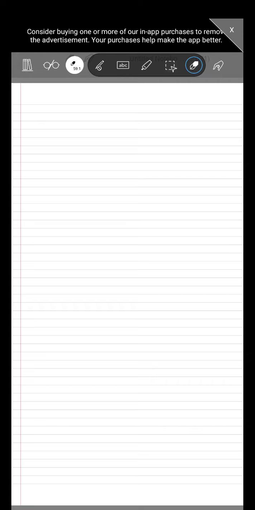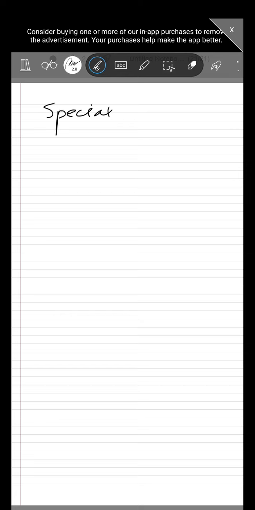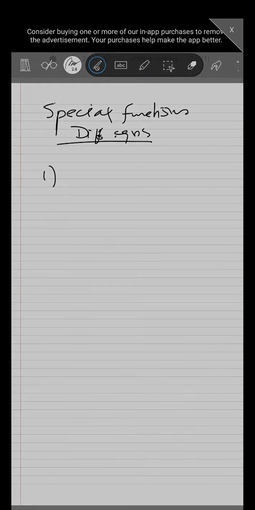So we will discuss some special functions and some properties and differential equations in this lecture. So first we will start with Hermite functions.